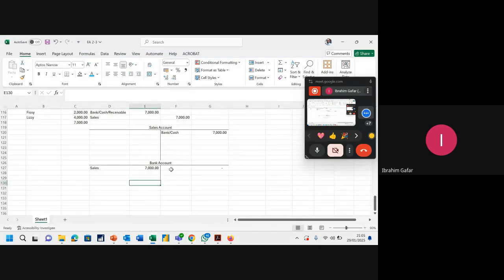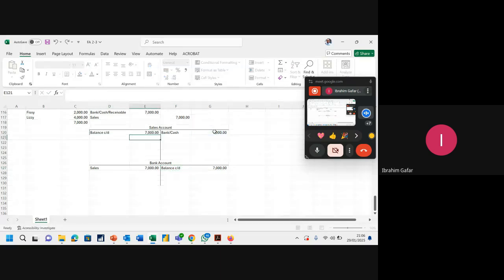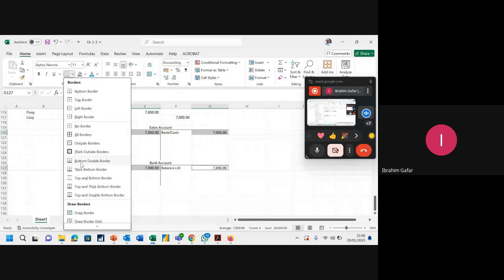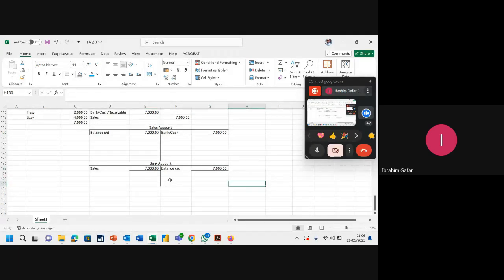So I have sales account for 7,000 naira. Now let's assume I want to close this account. I'm trying to talk about trial balance. So I'll say balance carried down. I'll bring this 7,000 naira here. I'll do the same thing here. Now I've closed this account. Each of them has been closed like this.